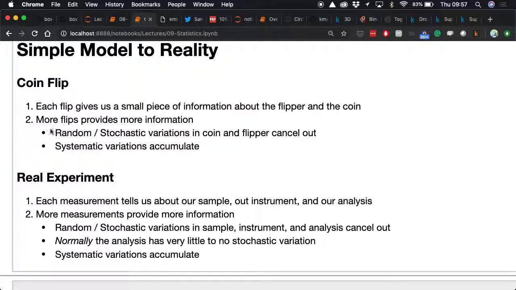And the main thing here is that random and stochastic variations in the coin and the flipper start to cancel out. And at the same time, systematic variations accumulate. So if you have a biased coin that's heads 60% of the time, the more you flip it, the more present this bias will be, because that's a systematic variation. If you flip a coin twice, the likelihood you get two heads is very high. If you flip it 100 times, the likelihood you get all heads becomes very low.